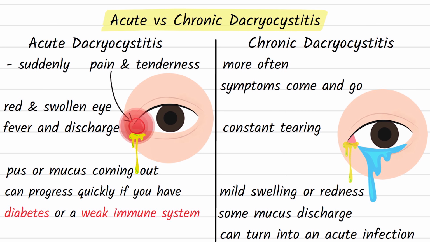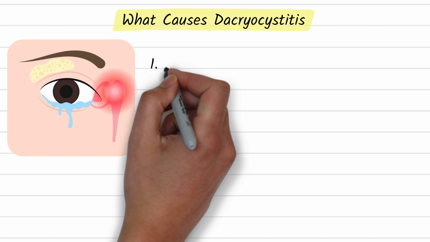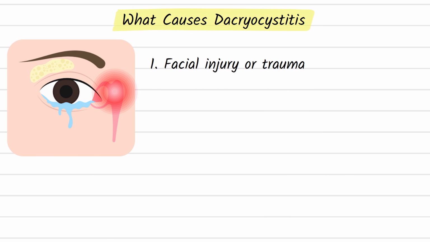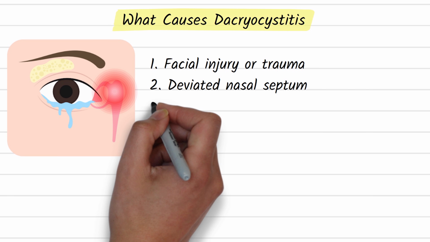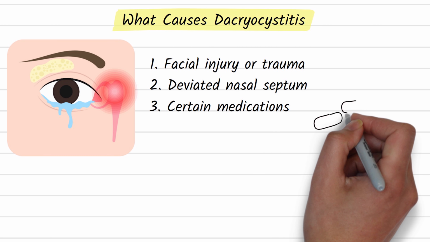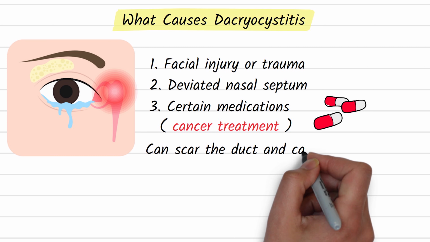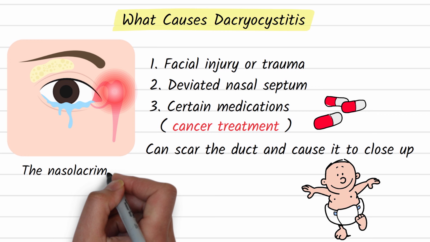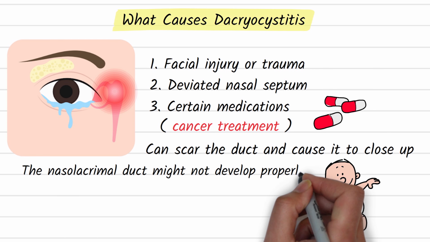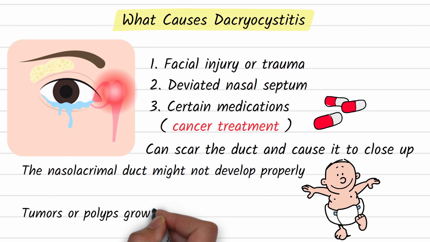What causes the blockage in the first place? There are several reasons this can happen. You could have a facial injury or trauma that damaged the area. Some people have a deviated nasal septum from birth or from an accident, and that can block the drain. Certain medications, especially those used in cancer treatment, can actually scar the duct and cause it to close up. In babies, sometimes the nasolacrimal duct never develops properly, which is why newborns sometimes get blocked tear ducts. And sometimes there are just tumors or polyps growing in the area that block the flow.